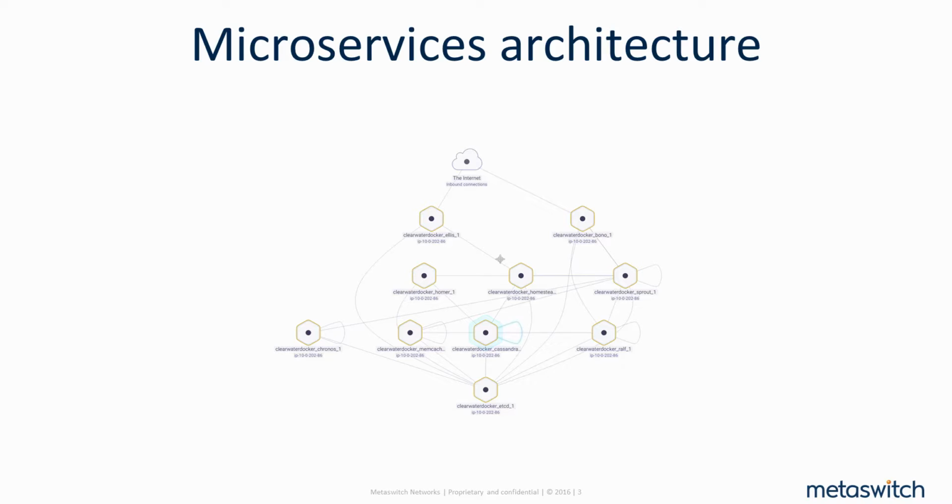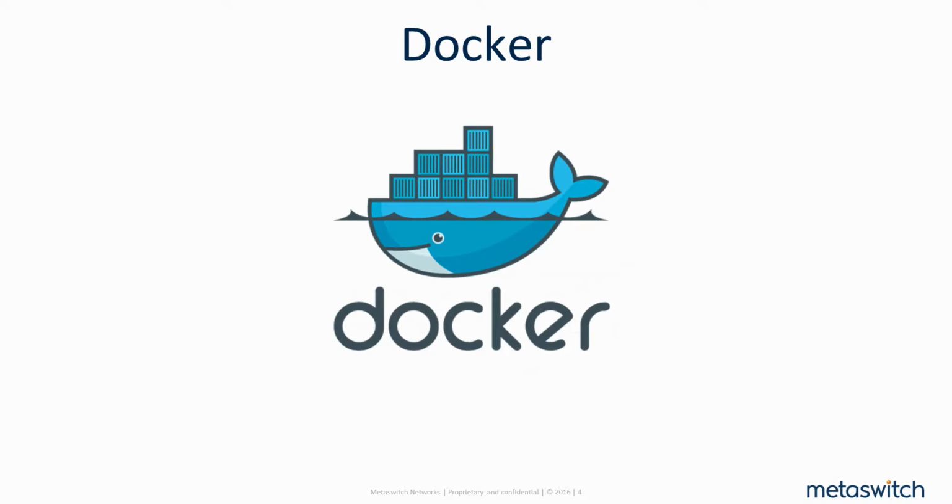For example, Clearwater implements an S-CSCF. This is a complex piece of function, but it can be broken down into a set of simpler, well-defined microservices, such as a service that handles SIP communication, a service that handles communicating with an HSS over Diameter, a service that provides timer management, etc. This approach offers many advantages compared to traditional monolithic software architecture, especially in the areas of scalability, ease of deployment, and reusability.